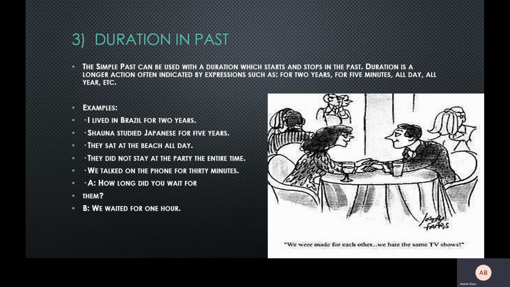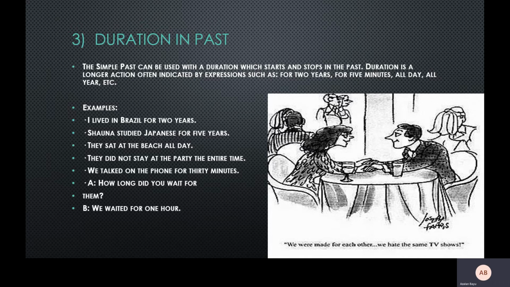Okay, duration in the past. The simple past can be used with the duration we start and stop in the past. Duration is no longer actually indicated by expressions such as for 2 years, for 5 minutes, all day, all year. This is actually the same with the first condition, which is the action is already completed. For example, I lived in Brazil for 2 years. Okay, you just lived in Brazil 2 years and then that's it. The moment you speak, you no longer live in Brazil. So you use past tense.